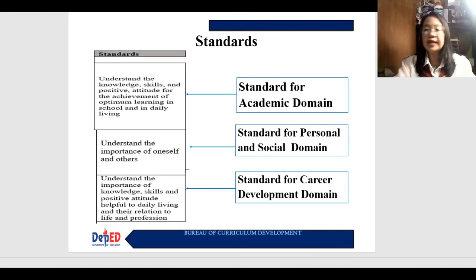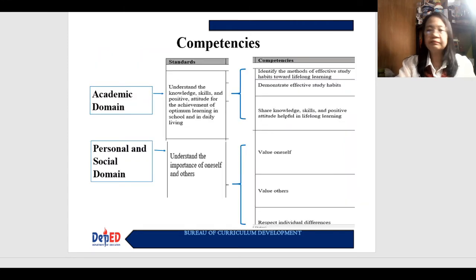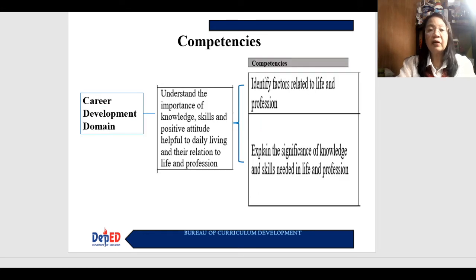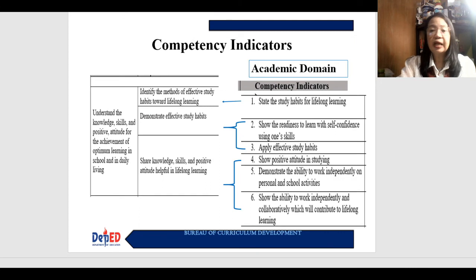Okay, so as we can see here, the first column is the standard, and it consists of the academic, personal, social, and career development domains. Now, the competencies for the academic and personal, social domain, and also for the career development domain. Okay, next. The competency indicators for the academic domain.